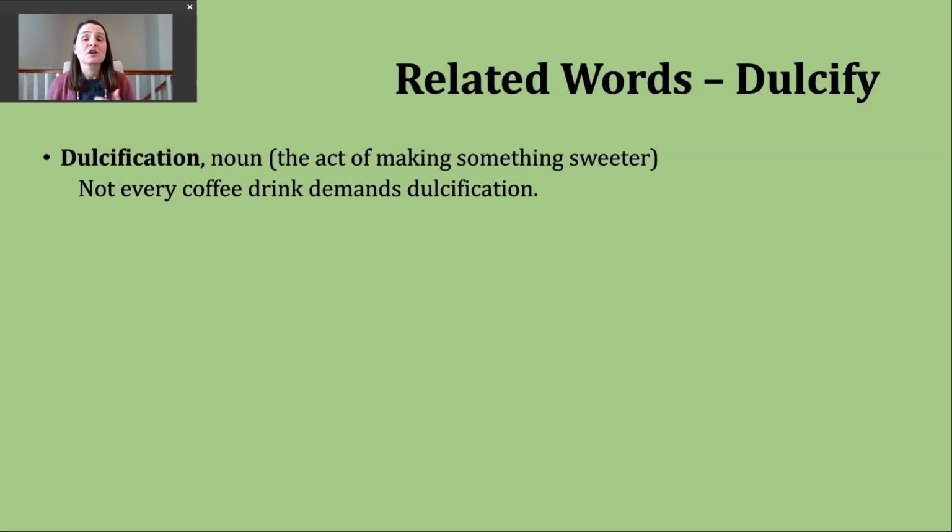Dulcification, right? So this is going to relate back to the first meaning we studied with the verb. And so it's the act or the action of making something sweeter. An example of this might be, not every coffee drink demands dulcification. I actually saw that in a more recent article as well. Again, suggesting here, many people have gotten really into fancy coffee drinks that have been sweetened. This sentence is saying we don't have to do that every time we drink coffee.